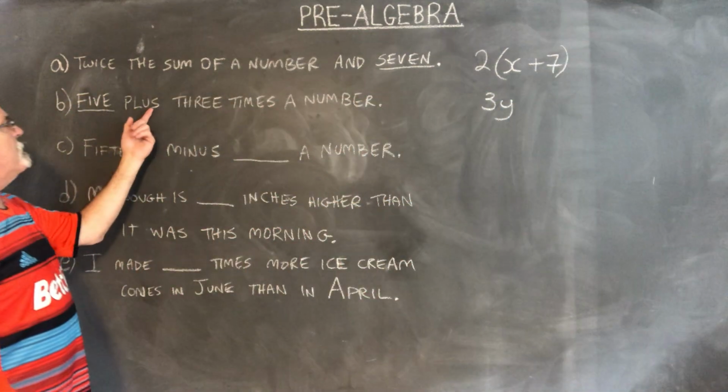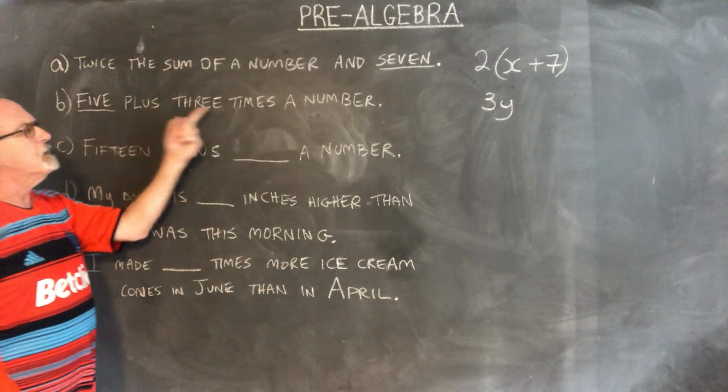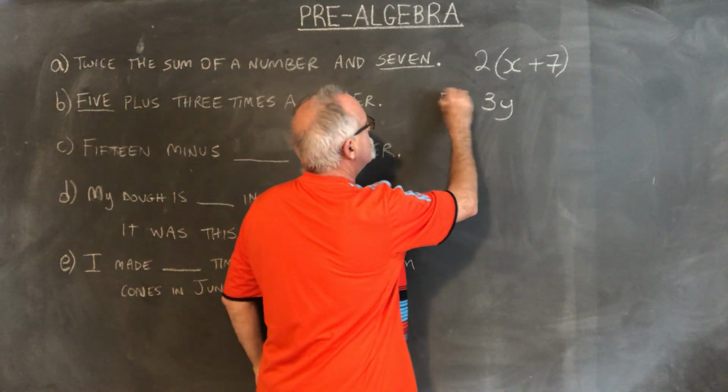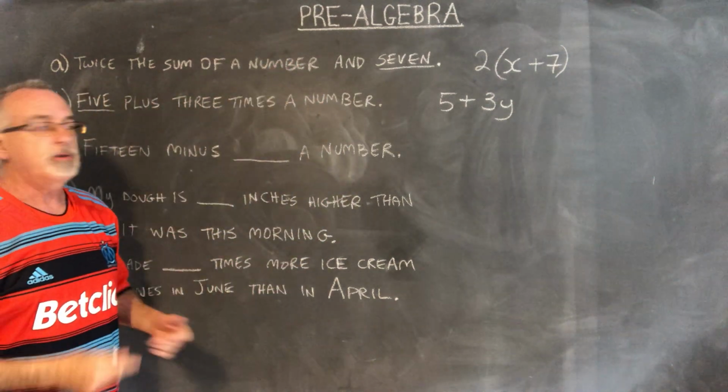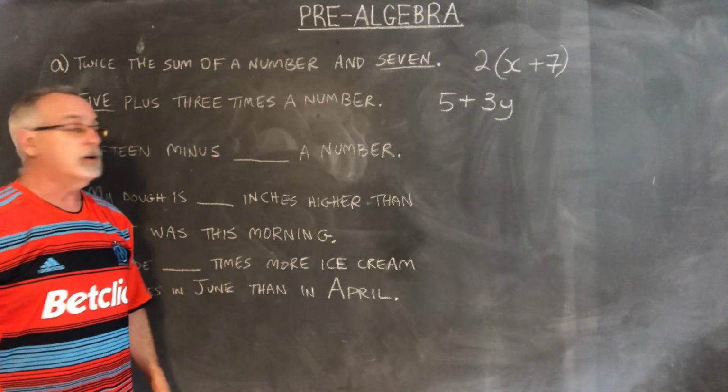But then we're adding 5 to that. It is 5 plus 3 times the number, so 5 plus 3y. We're able to translate between English and math. This actually gets easier and easier with a bit of practice, so it's a good idea to practice it a lot.